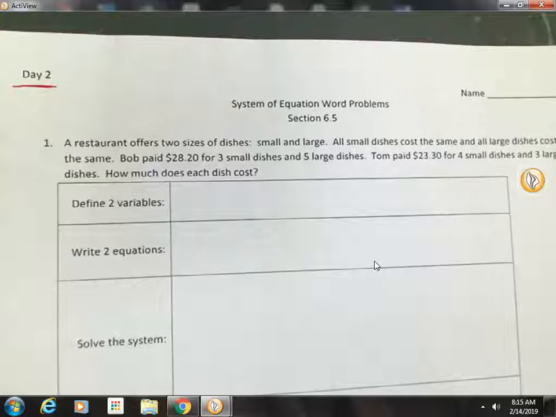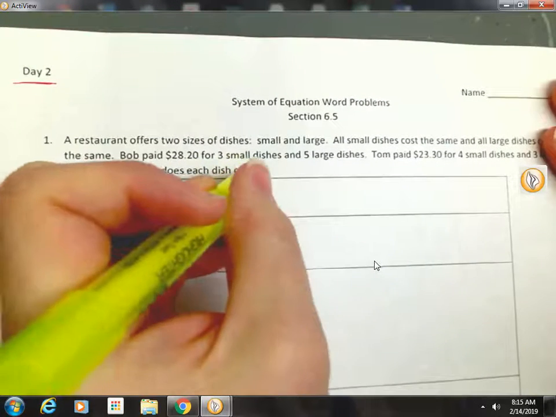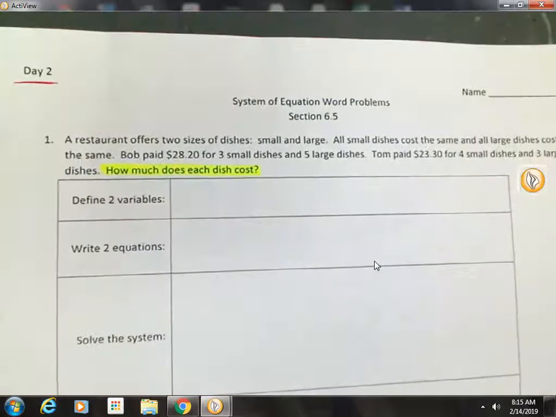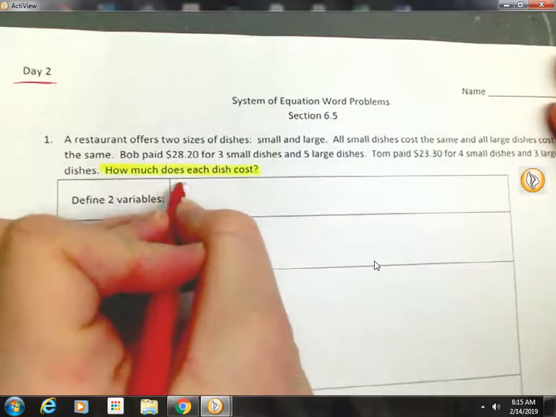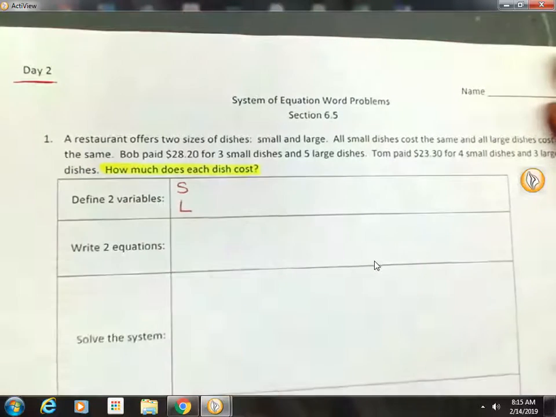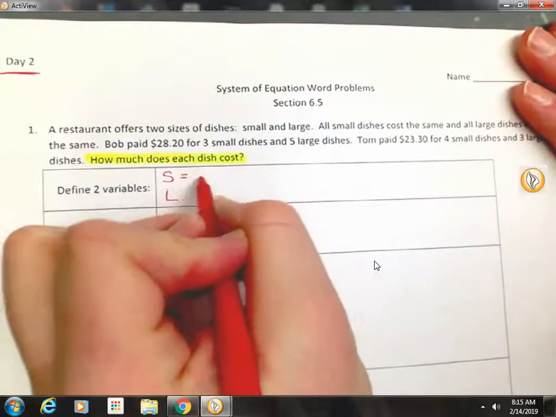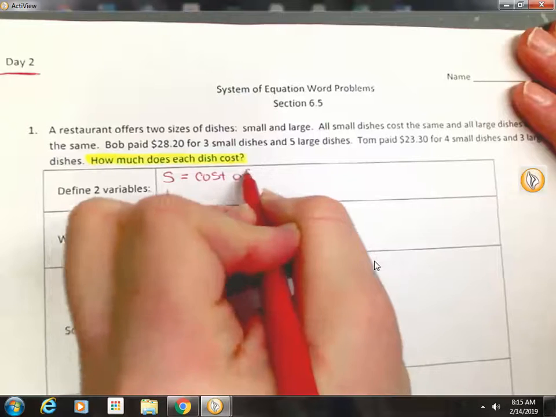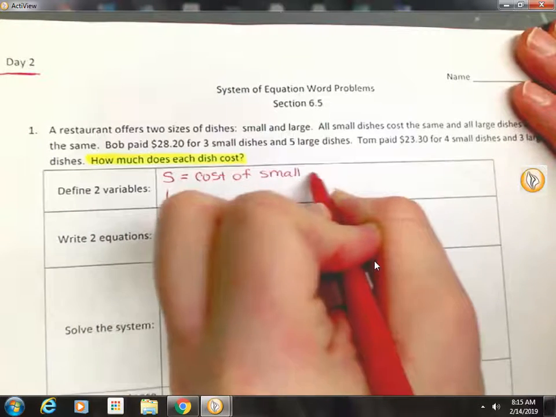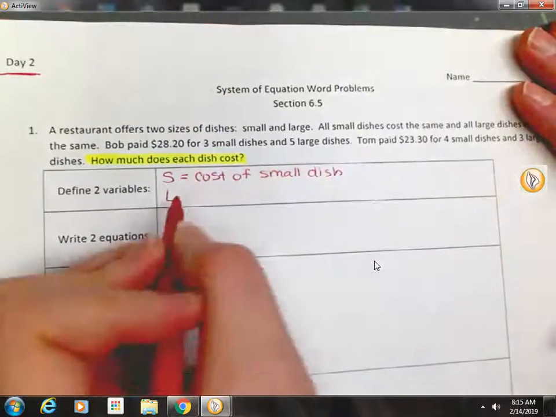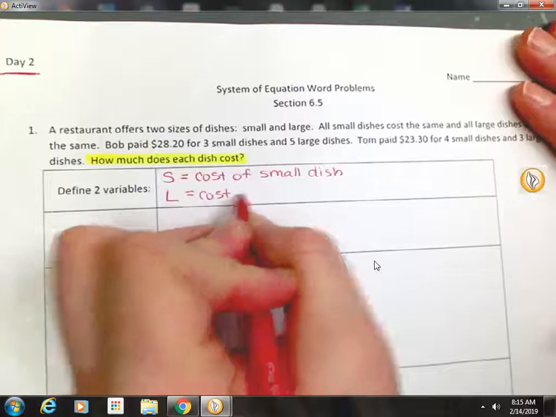Yesterday we talked about that last sentence in our word problem asking us to find something, correct? And they're doing that here. They're asking us how much does each dish cost? Well, how many types of dishes are there? 2, correct? So we have a small and we have a large. I'm going to use S and L here. So I'm going to let S be the cost of a small dish. And let's let L be the cost of a large dish.